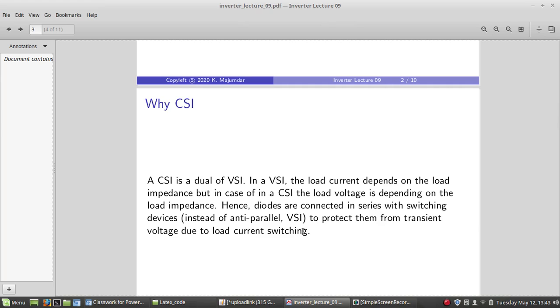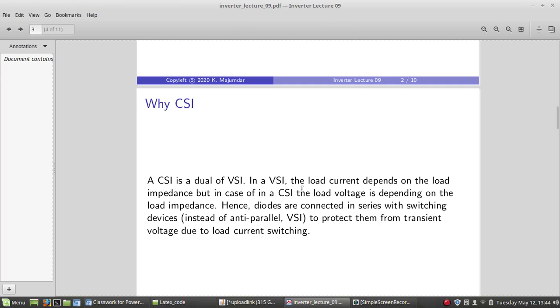Now try to realize the statement. First, in the case of the VSI, the nature of the load current depends on the load impedance. Just a recap: if the load is purely resistive, then the voltage waveform and the corresponding current waveform in the VSI are in the same phase. But if the load has an inductor along with the resistor, then due to the inductance the current lags the voltage. This is the strategy for your VSI.